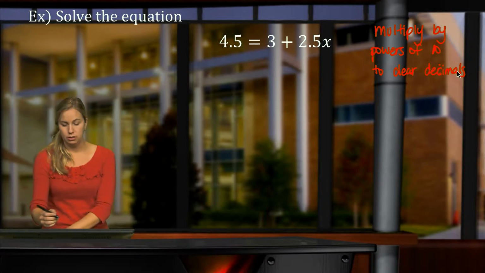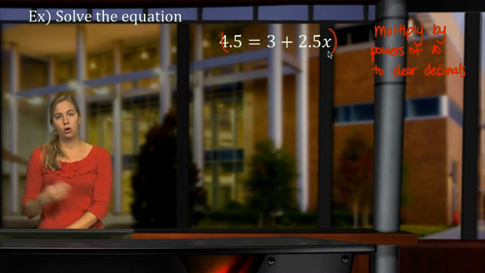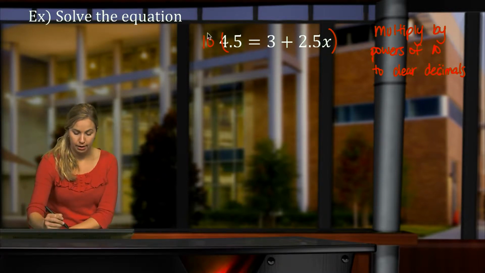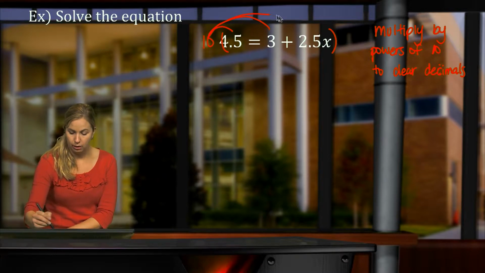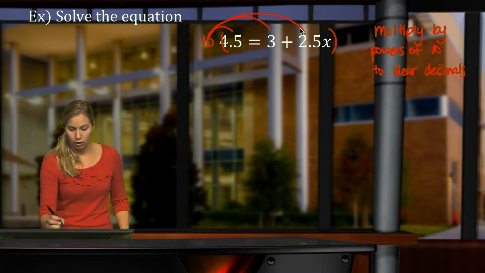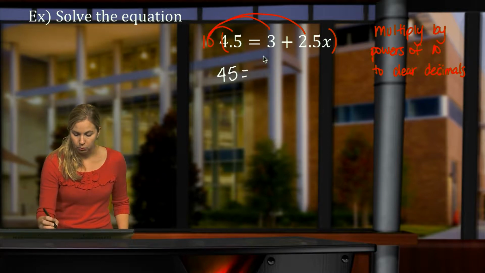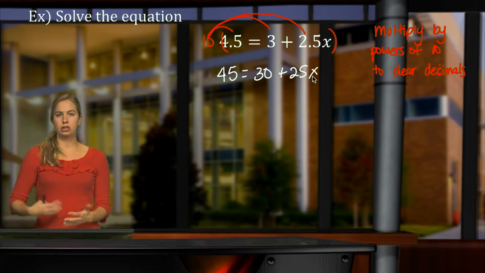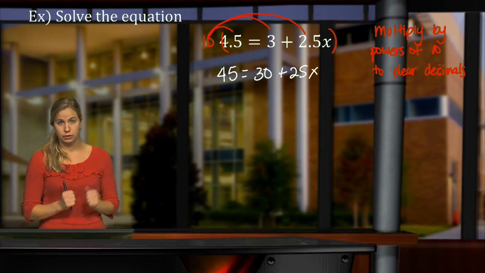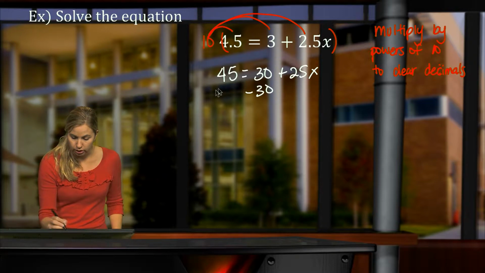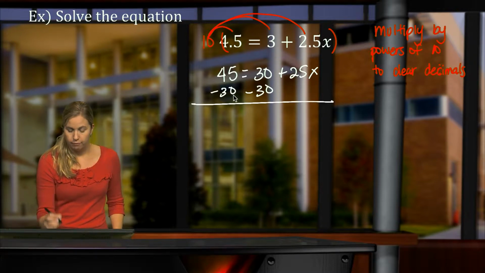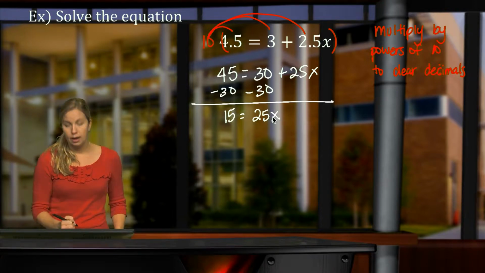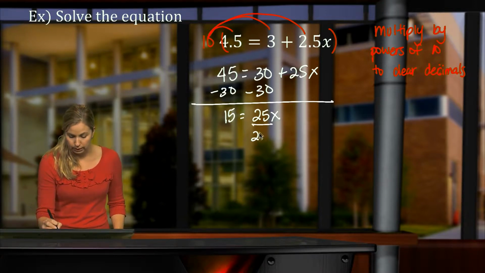So in this equation, since both of our decimals only go to the tens place, we are going to multiply everything in my equation by 10. Make sure that you distribute that 10 to every single term. So we get 45 equals 30 plus 25x. And now that we've cleared the decimals, it's a little bit more comforting in terms of solving. We're going to subtract 30 from both sides. 45 minus 30 is 15 equals 25x. And to isolate x, we divide both sides by 25.